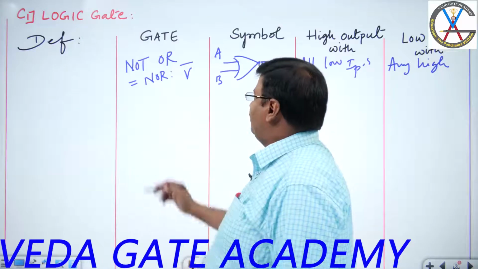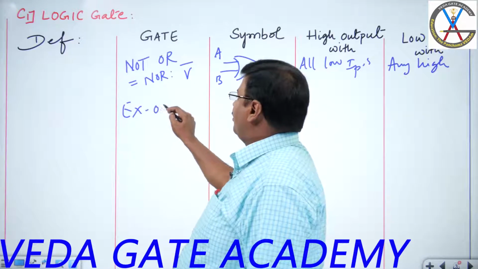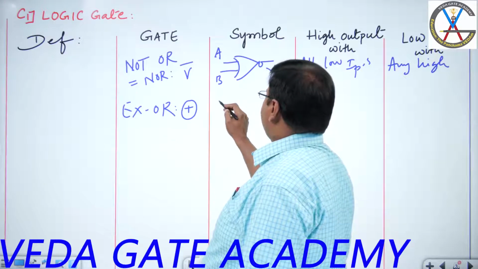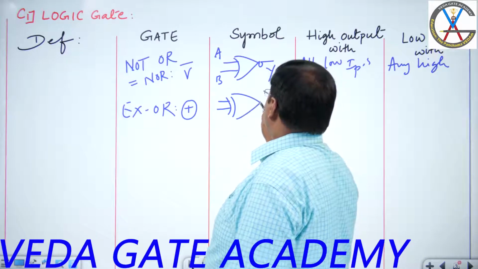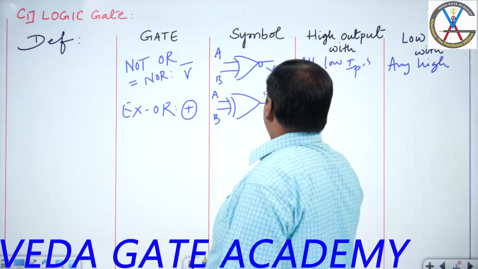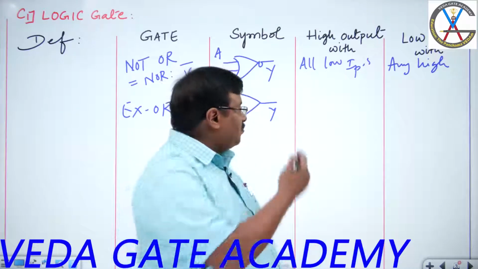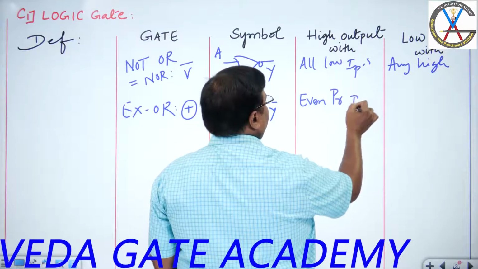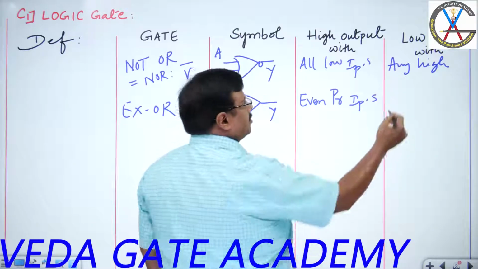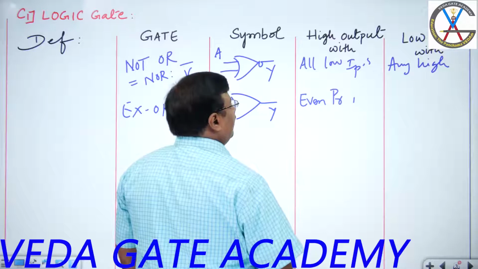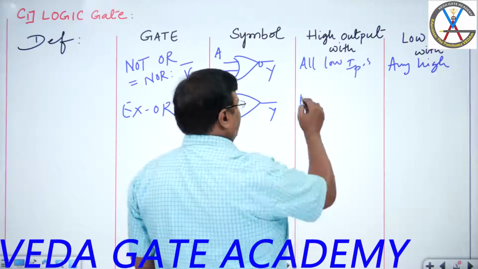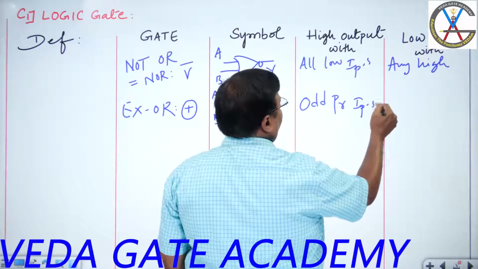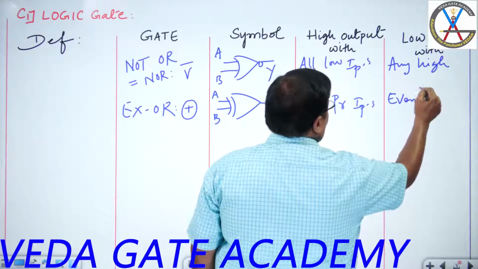Now, immediately, we have the exclusive OR gate, XOR. The symbol is this and the structure is this, an OR with an exclusive symbol, A, B, Y. An exclusive OR gets a high output with odd parity inputs. I'm sorry, not even parity. Exclusive OR is high with odd parity inputs and low with even parity inputs.